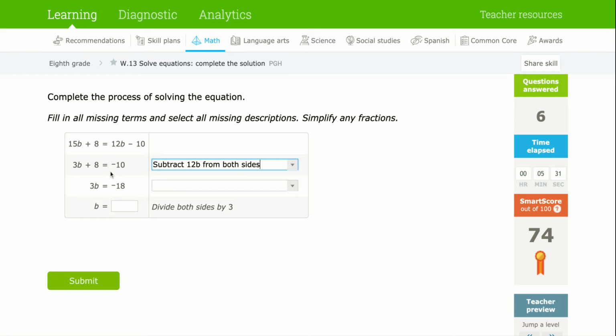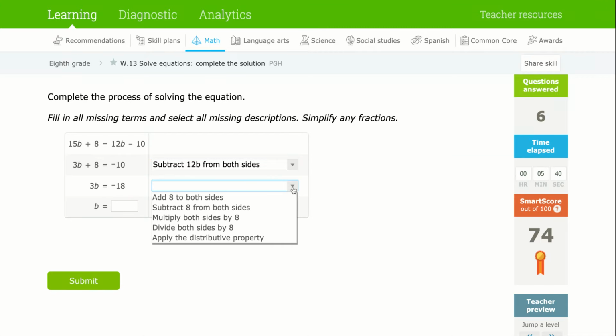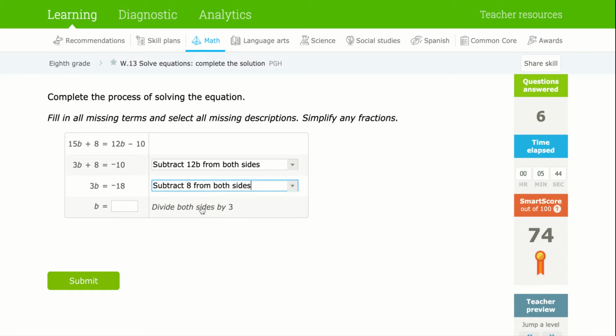Now we have 3b plus 8 equals -10, and somehow they went to just 3b equals -18. Well, somehow they removed a plus 8 on the left. They would do that by subtracting 8, but they did that from both sides, and that's how they got the -18 on the right. Last step they give us, divide both sides by 3. -18 divided by 3 would be -6.